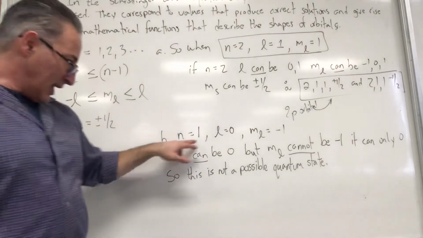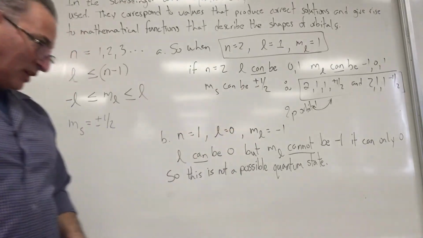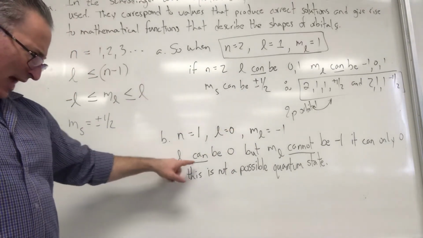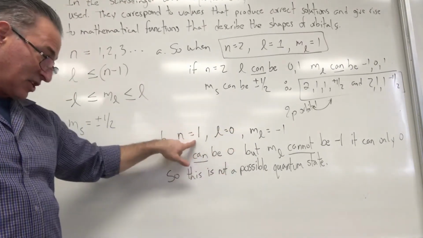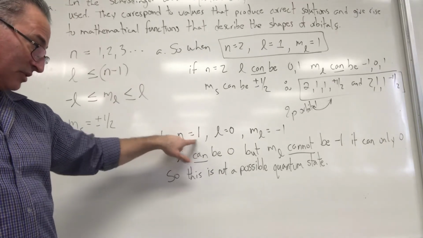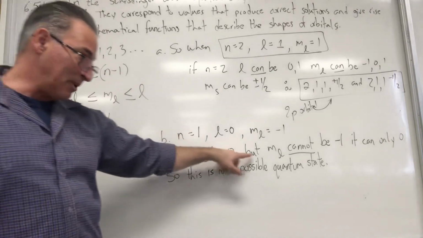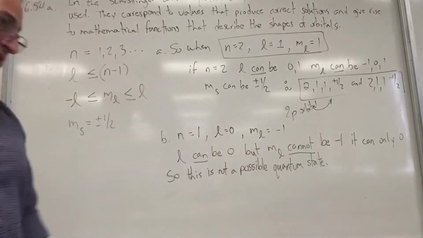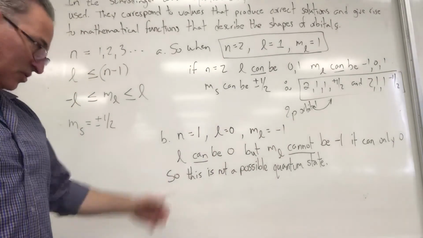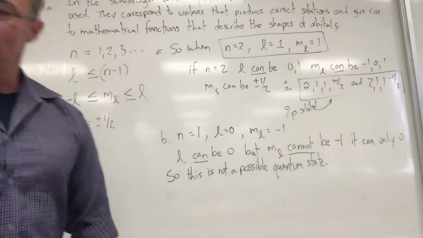Part B, they said n equals 1, l equals 0, m sub l equals -1. l can be 0 under these conditions because it's 1 less than the integer value of n, but m sub l cannot be -1 under those conditions. It can only be 0. So this is not a possible quantum state. Not a possible correct answer.